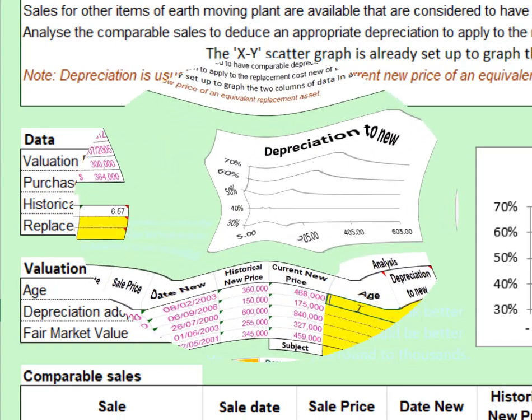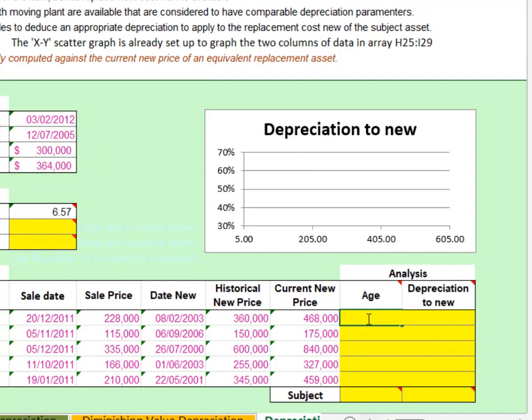We also have some comparable sales. Now we want to look at the age of these comparable sales at the time they were sold. Similar equation. We're going to look at the sale date. Need to put a bracket in there to begin with. Minus the purchase date, date new, date when it was new, and divide that by 365.